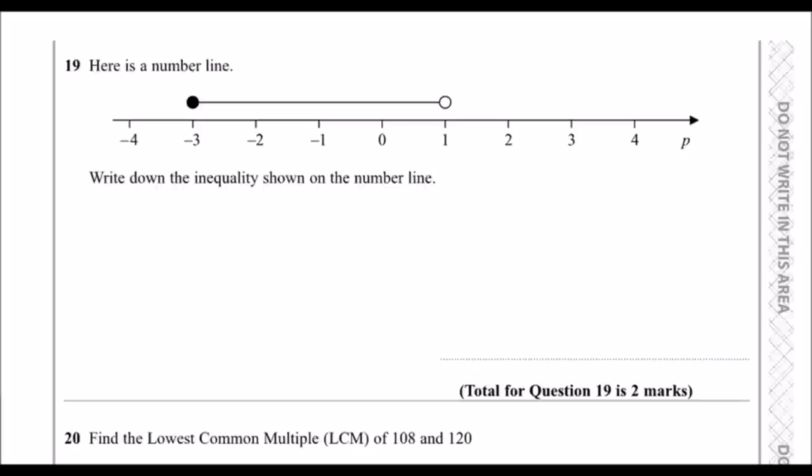Question 19. Here is a number line. Write down the inequality shown on the number line. So we've got something called P. So what can P be? It's in between negative 3 and 1. So it's bigger than negative 3 and less than 1. The coloured in dot means it can equal negative 3, but the 1 dot isn't coloured in, so it can't equal 1. So it's bigger or equal to negative 3 and less than 1.